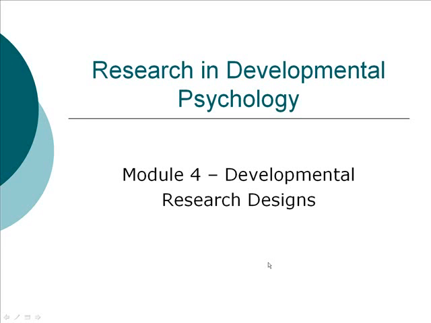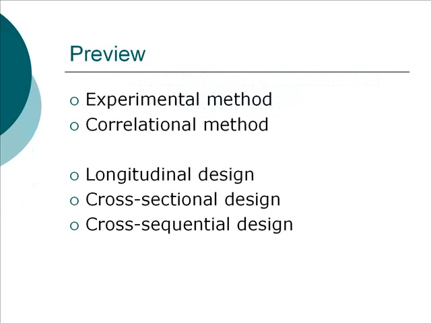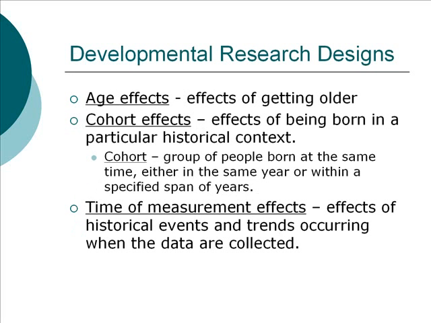This is the fourth module in the 5-module Research and Developmental Psychology lecture. And what we're going to work on now, if you remember in the previous module, the experimental method and correlational method were presented as two ways of conducting research. There are three other ways that are utilized most often by developmental psychologists that help them discover changes over time. These ways include longitudinal design, cross-sectional design, and cross-sequential designs. So let's go ahead and start looking at these wonderful designs that developmental psychologists utilize.